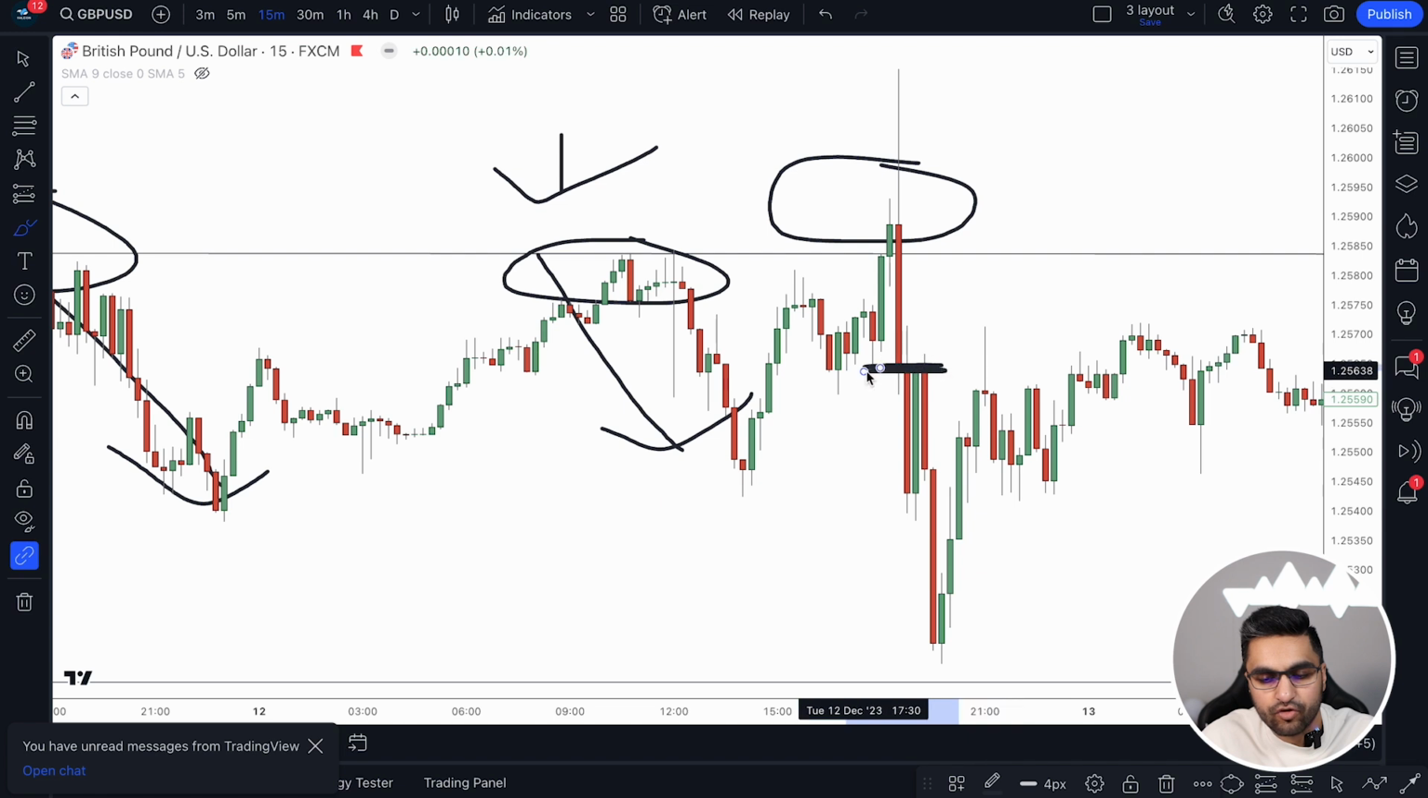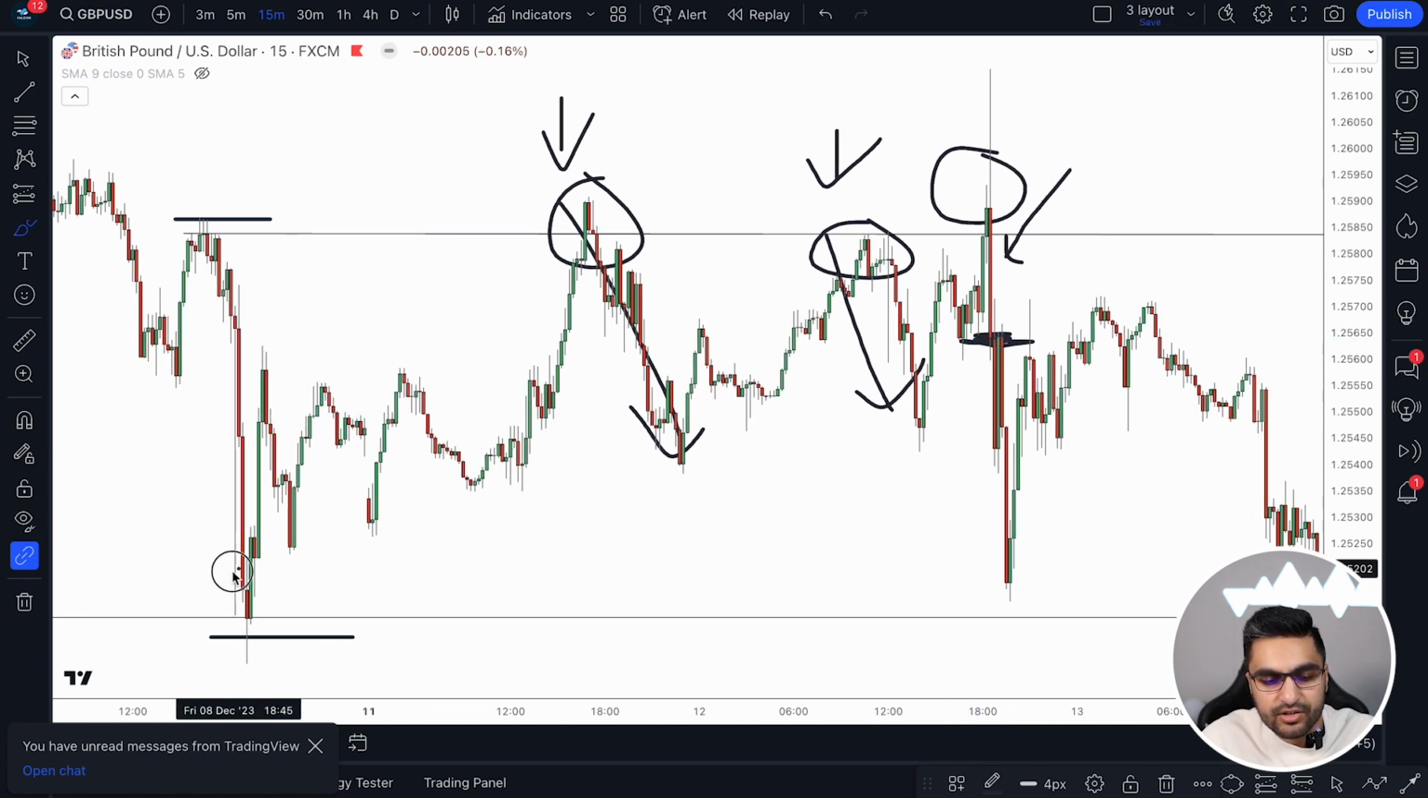And look at the seller strength. Again, there is a big candle from the sellers, which is an engulfing candle. So you can take the trade from here and you can target these lows right here.